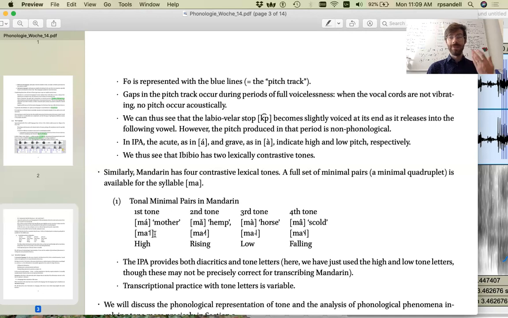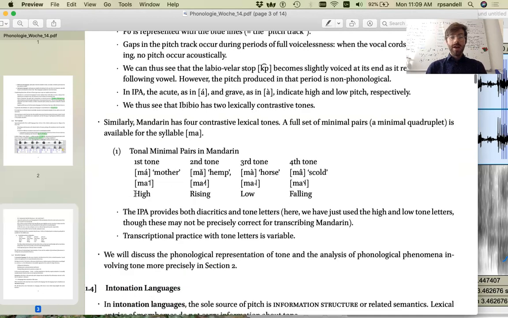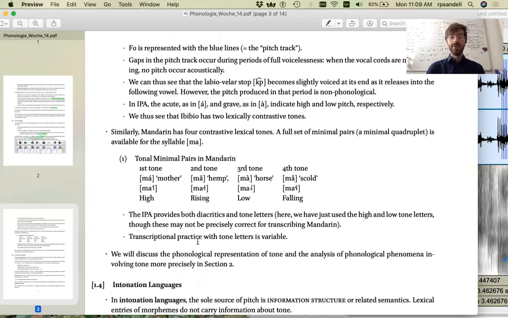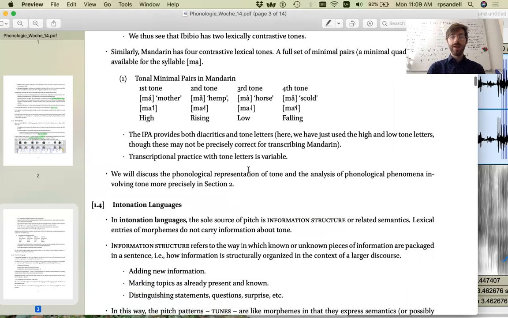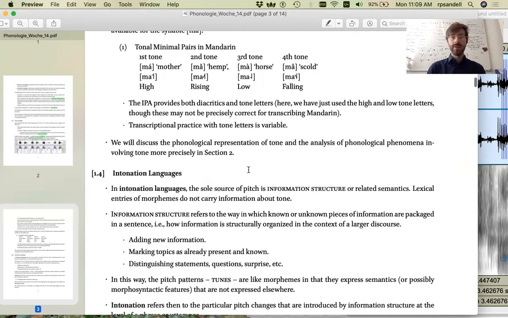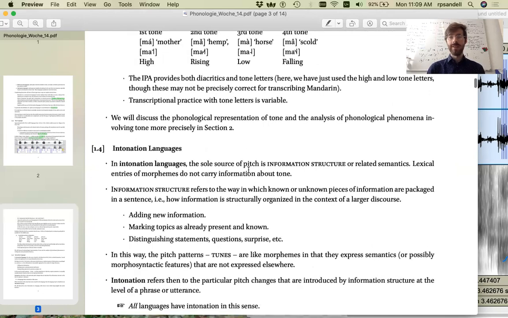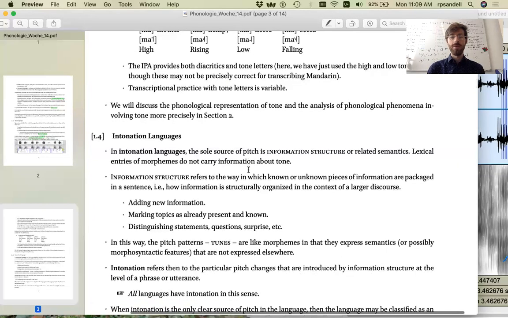That contrasts with the marking for stress, which we saw last week, that the indications for stress are always placed before the segments belonging to the syllable carrying that stress. And when we come to the following section of this lecture, we'll talk about the phonological representation of tone in more detail. Come now to intonation languages, because we'll leave pitch accent languages for last because they're somewhat more complex to describe.